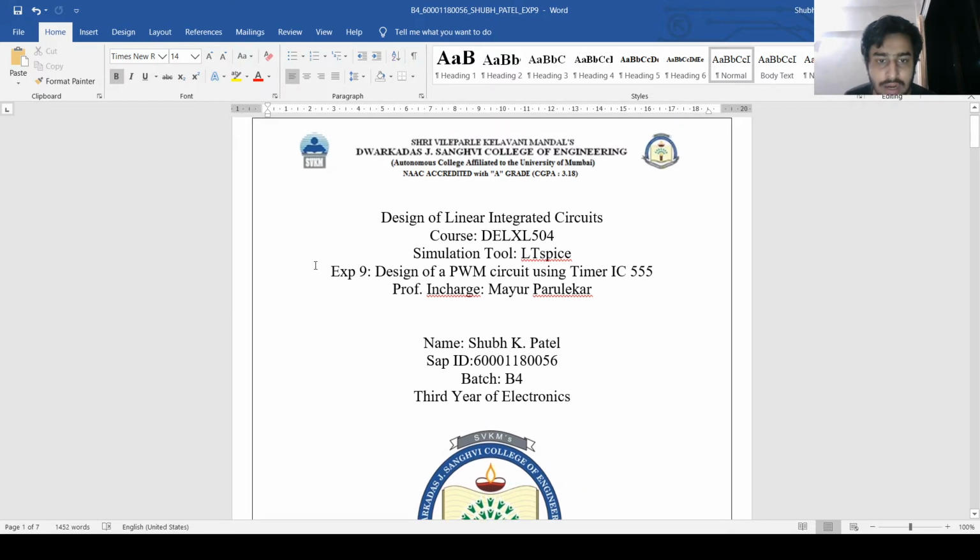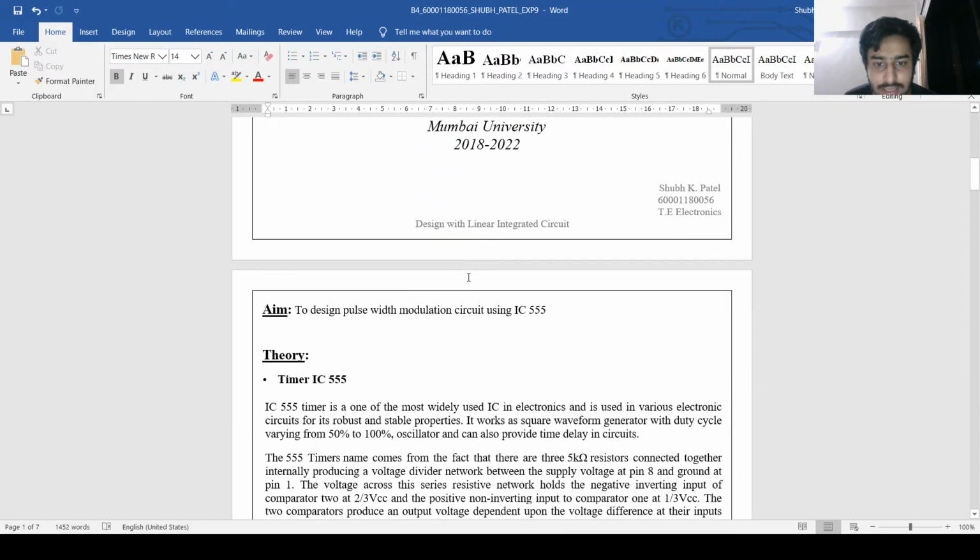In this experiment, I am going to show how to design a PWM circuit using timer IC 555 on the simulation tool LT Spice. So let's move to the block diagram of IC 555.